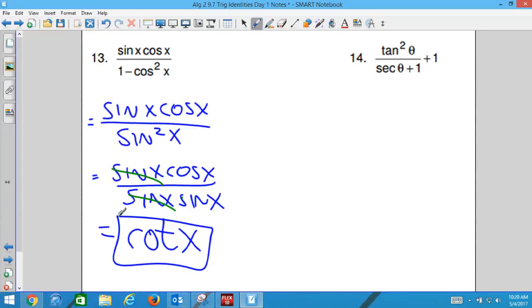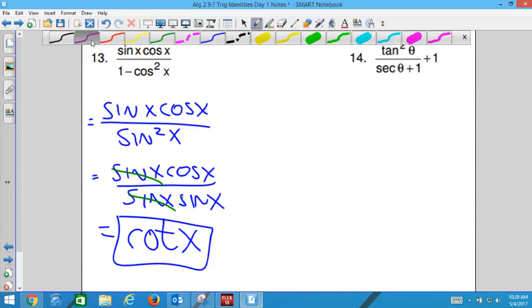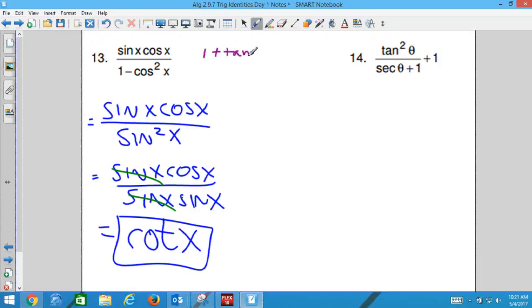Okay, so tangent squared theta over secant theta plus 1, and then that answer plus 1. What I did is I did not change this to sine and cosine. You can, but I just want to show you a different way of doing it. I looked at my identities and noticed that tangent squared theta in the Pythagorean identities has a secant in it. The identity is 1 plus tangent squared theta equals secant squared theta.